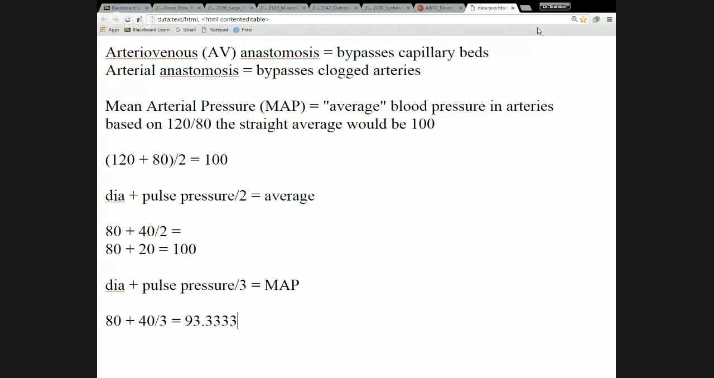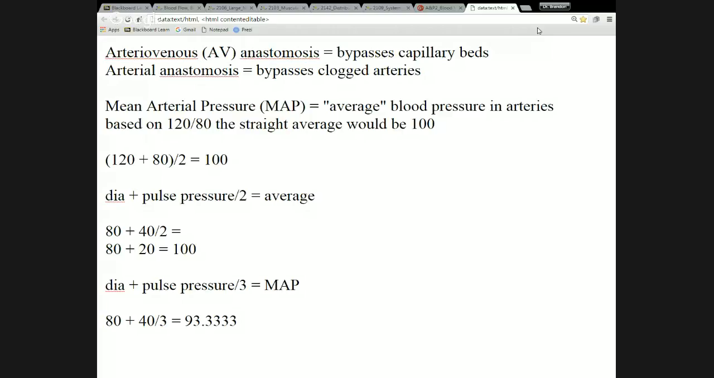That 3 instead of a 2 that we divide the pulse pressure by makes the number come out a little lower. And that helps to recognize that the heart is resting more than it's beating. In fact, we're really only concerned with the ventricles. The contraction of the atria isn't crucial here, because we're just talking about what's generating the pressure, pushing the blood through the system.